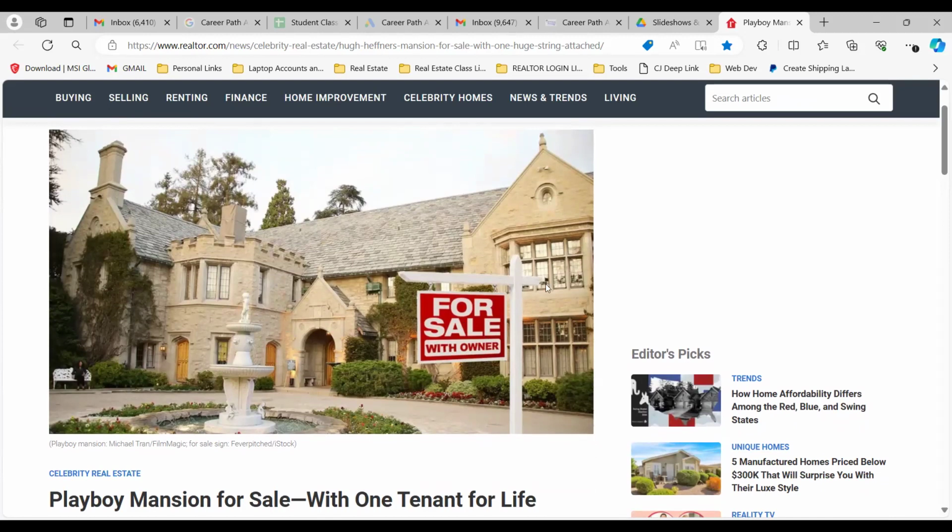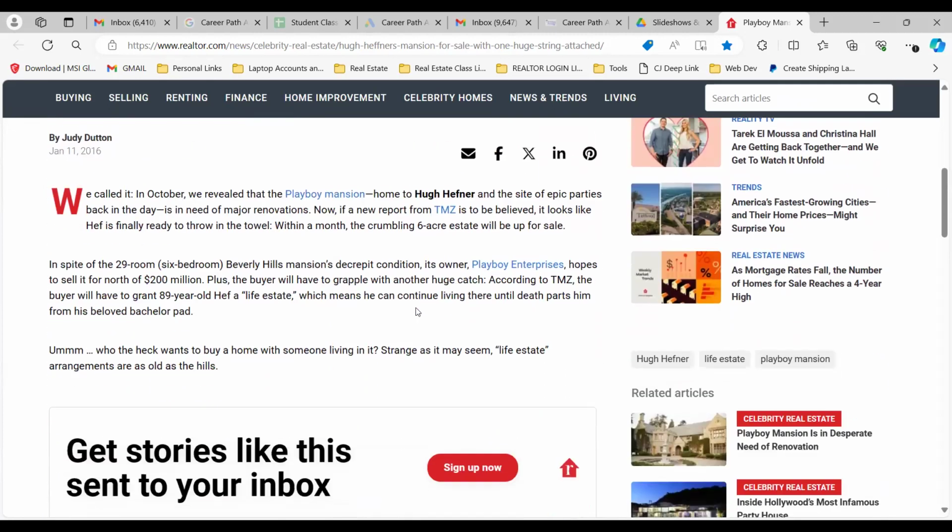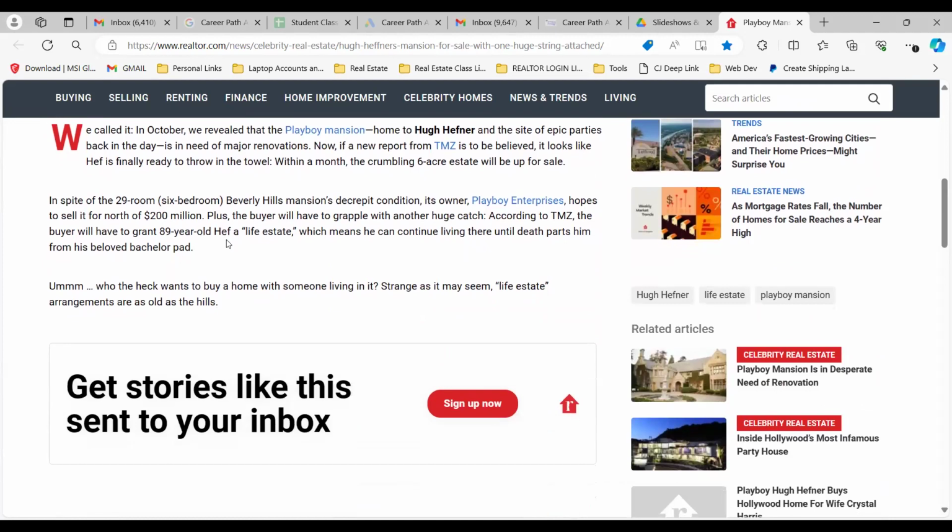So whoever bought the property was getting him along with it. They had to agree to give him back a life estate so that he could live there for the rest of his life. Now, at the time, he was already up there in age. He was 89 years old.